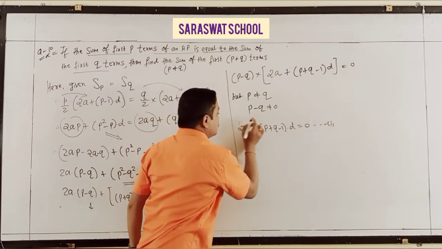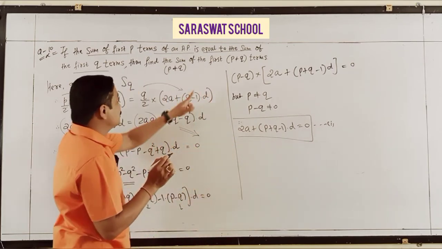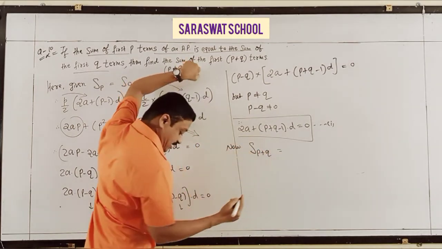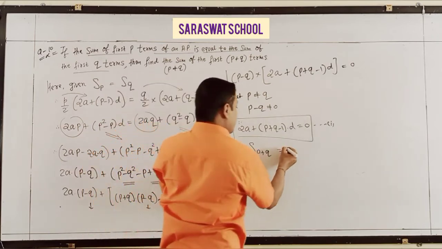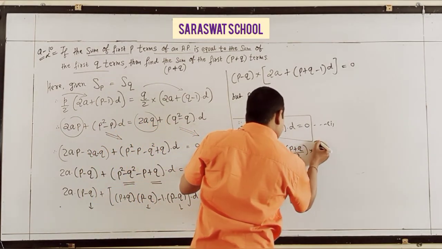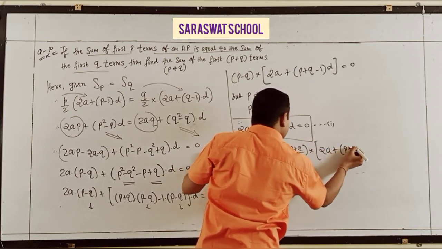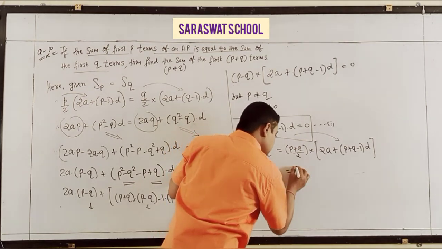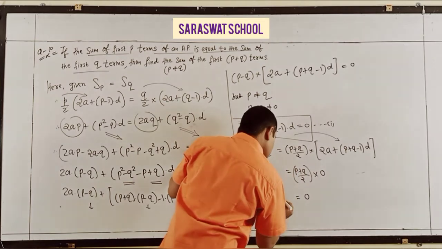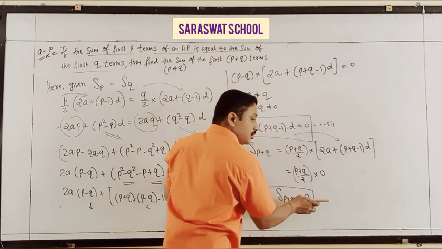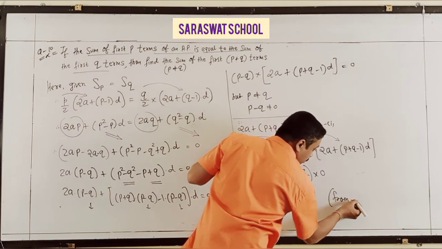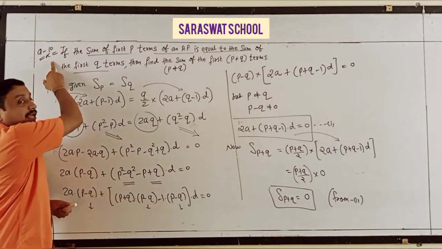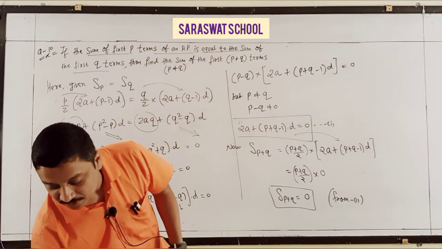And here utilize your statement number 1. Now I want the summation of the first p plus q terms. So S of p plus q, I mean the summation of n terms, is n by 2 into (2a plus (p plus q minus 1) d). And that becomes 0. So (p plus q) by 2 as it is into 0. So you are getting here 0. Summation of p plus q terms, and here you declare from 1, because this is from 1, I attach their value here 0.